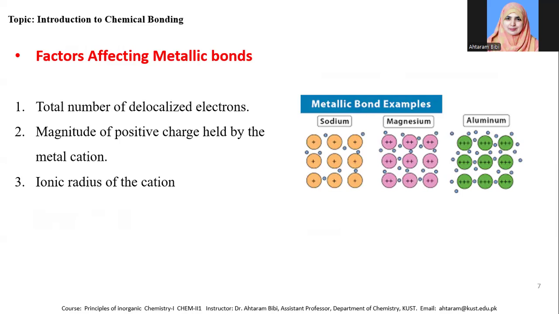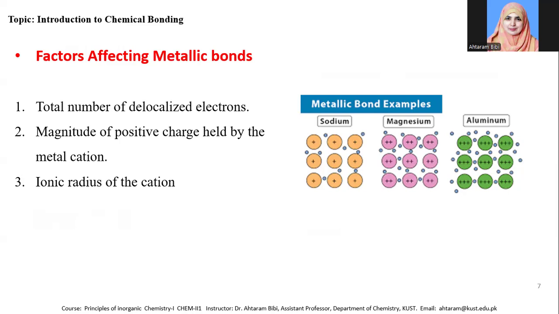As the number of delocalized electrons increases, it becomes stronger. And as the positive charge held by the metal cation increases, the bond strength also increases. So we can see that aluminum has more positive charge, therefore it is a stronger bond as compared to sodium and magnesium. And the ionic radius decreases from left to right, so the aluminum metallic bond is stronger.